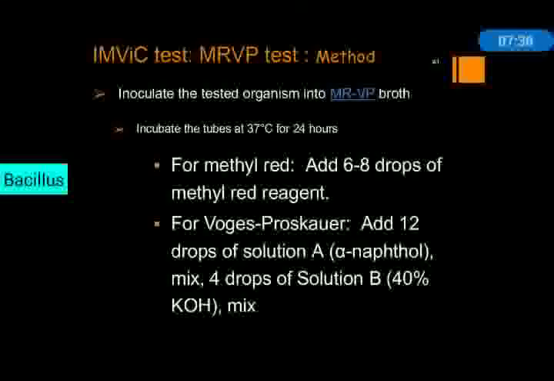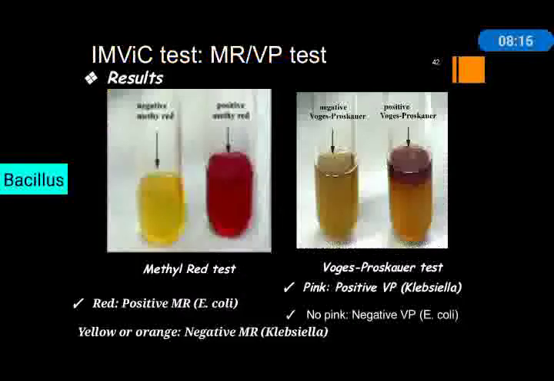MRVP test is a form of the methyl red Voges-Proskauer test method. Inoculate the test organism into the MR and VP broth and incubate the tubes at 37 Celsius for 24 hours. For methyl red, add 6 to 8 drops of the methyl red reagent, and you can see a stable red color. For Voges-Proskauer, add 12 drops of alpha-naphthol and 4 drops of 40% KOH solution, mix well, and you can see a pink color.